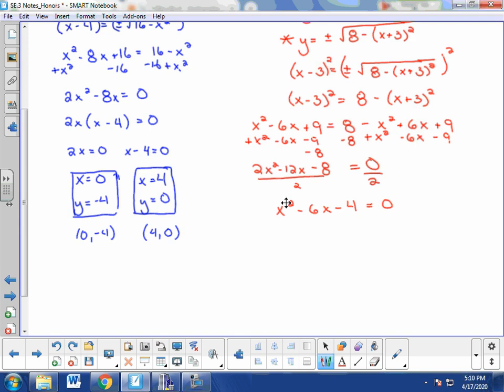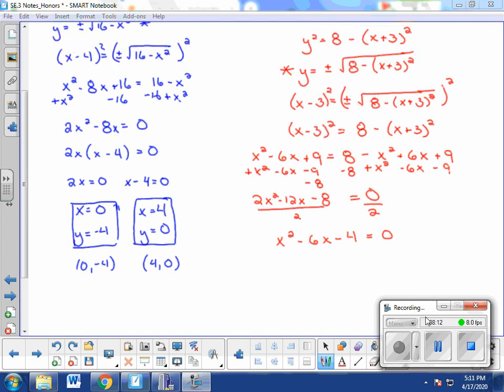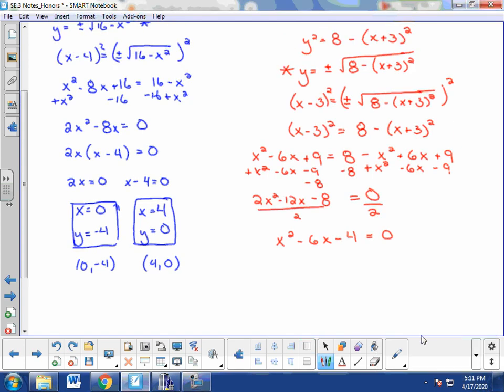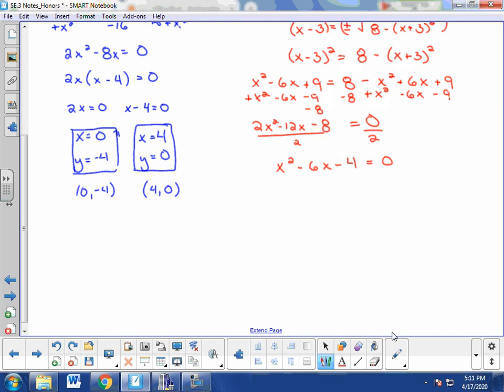So if I tried to factor here, I'm looking for values that multiply together to give me negative 4, but add together to give me negative 6. You may realize that these values probably don't exist. So this is not easy to factor. Well, if it's not easy to factor, let's go the quadratic formula route. You could try to complete the square here. That would definitely be a viable solution.